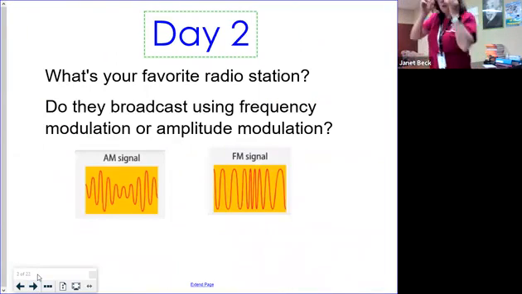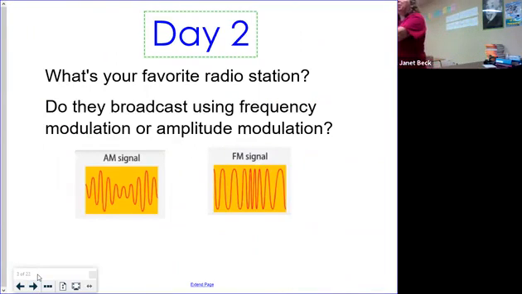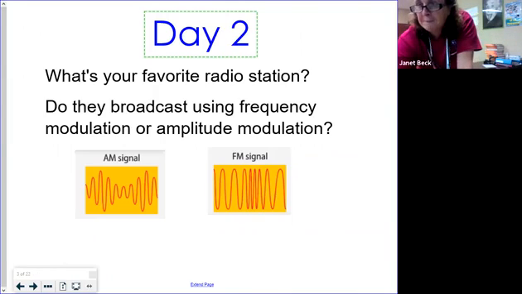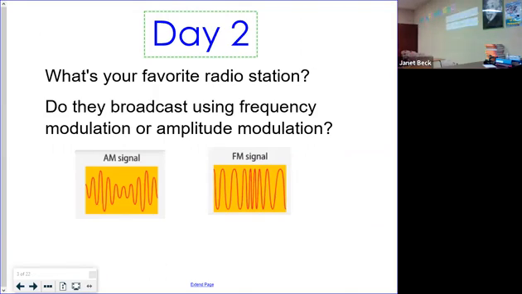Okay, on day 2, talking about radio stations. What's your favorite radio station? Anyone, type in, what's your favorite radio station? Anyone in chat? Okay, somebody said the buzz. Somebody said 93.7. Somebody said 104.1.